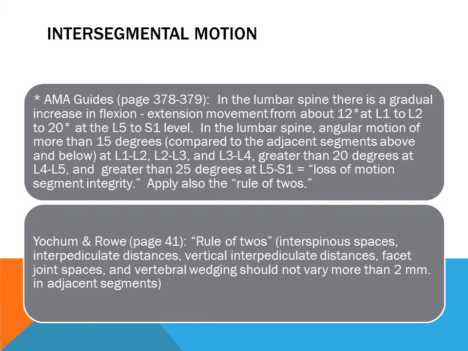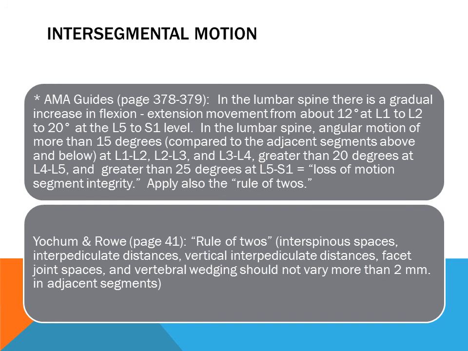Now, how do you decide? Well, you go to the source. The AMA guides tell us. They tell us on pages 378 and 379, it says, in the lumbar spine, there is a gradual increase in flexion extension movements from about 12 degrees at L1 to L2 to 20 degrees at L5S1. Starts out at 12 degrees at L1, L2 and increases gradually to about 20 degrees at L5S1.